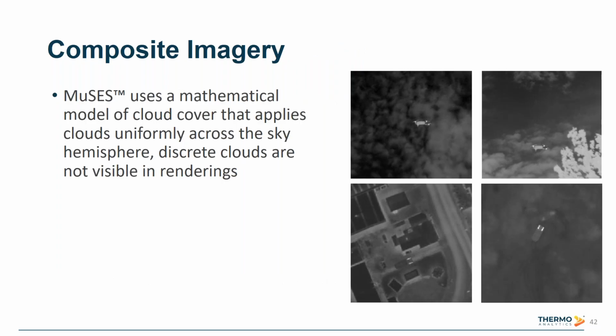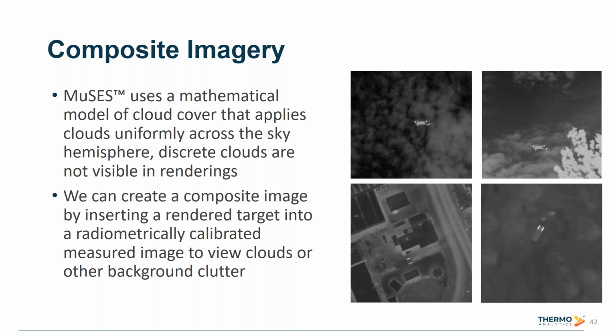Clouds are not visible in MuSES renderings due to it using a mathematical model of cloud cover that averages the cloud cover across the entire sky hemisphere. To see clouds or other background clutter, we can create a composite image inserting a rendered target into a radiometrically calibrated measured image. Images on the top show a simulated commercial drone against a measured sky background with some cloud cover, with and without trees in frame, while the images on the bottom show a BTR-82A inserted into two measured scenes.